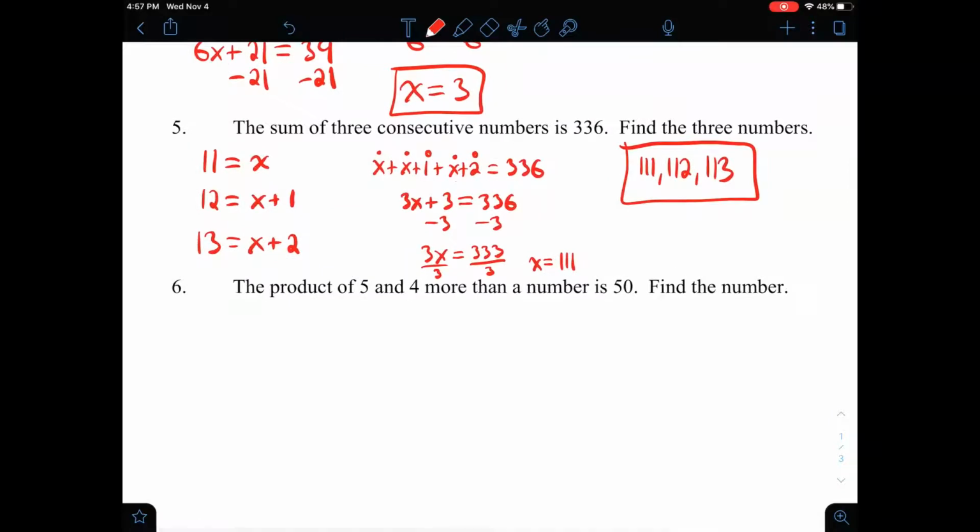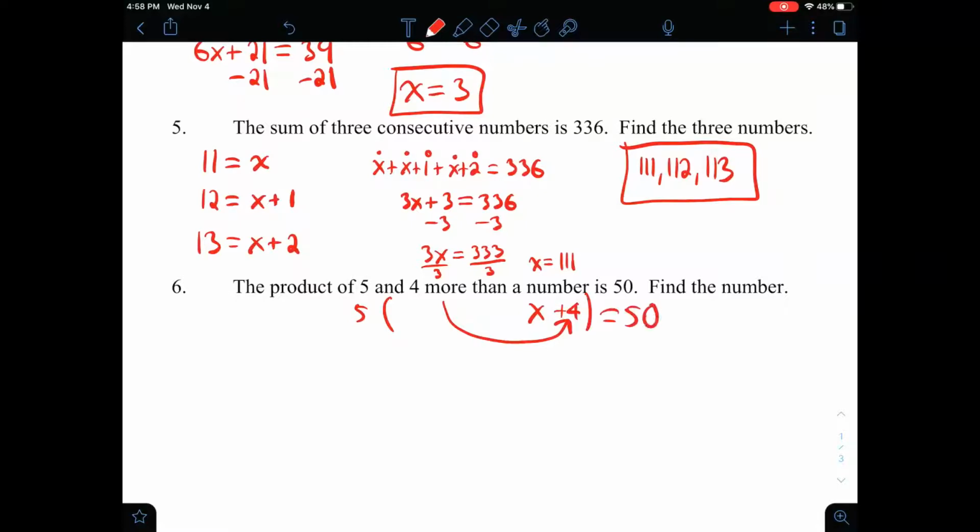All right, cool. One last example on this page, and we'll do the next page together. So the product of 5 and 4 more than a number is 50. Find the number. So again, we're doing the product of 5, and then we have a number which is x, and then 4 more than it is going to go at the end, right?